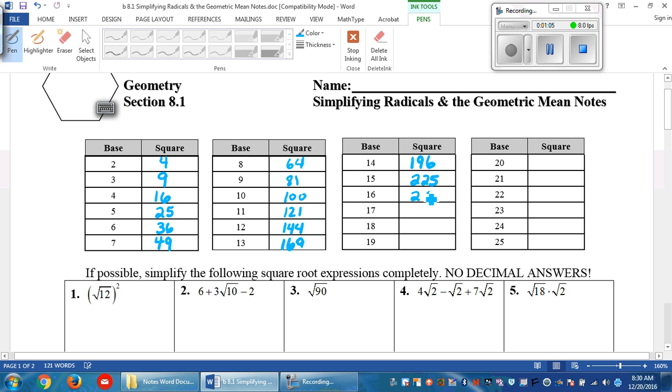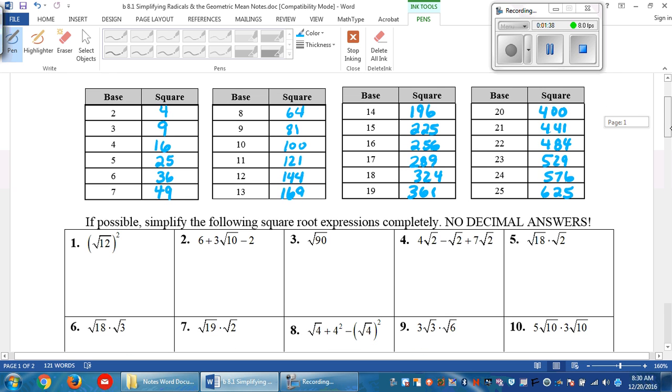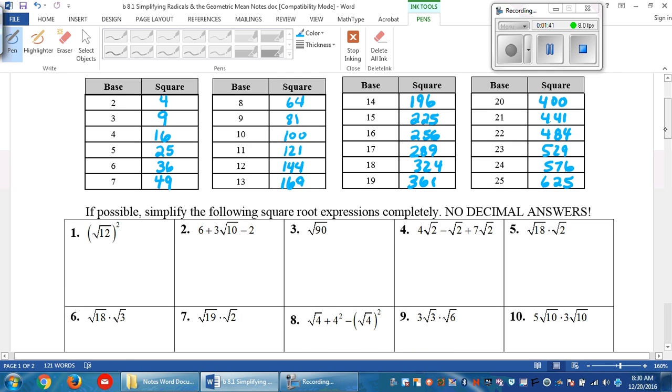16 times 16, 256. 17's, 289. 18, 324. 19, 361. 20, that's an easy one, 400. Then 21 is 441, sorry. 22 is 484. 23, 529. 24, 576. And last but not least, another easy one, 625 for 25 times 25. The more you know those, the easier it will be to simplify.